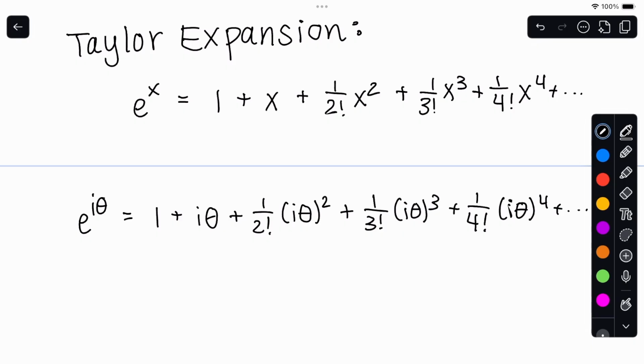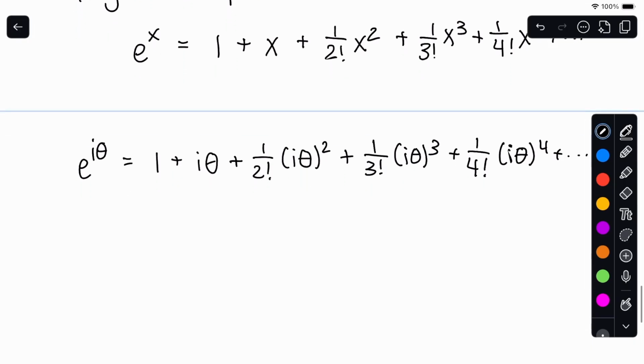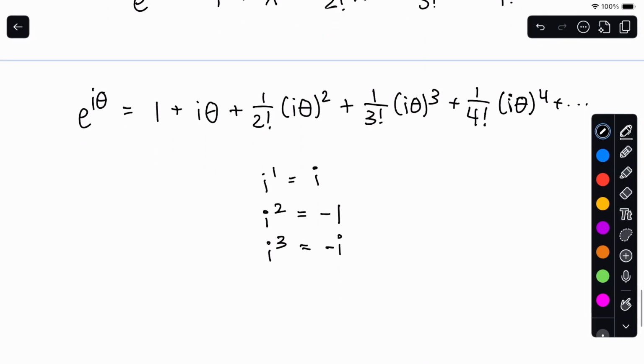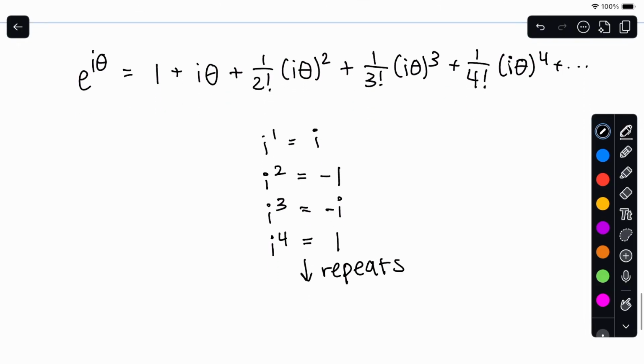And we need to think about what i raised to different powers is. If we have i raised to the first power, that's just going to be i. If we square it, we're going to get -1, because i is the square root of -1. If we cube it, then we're just multiplying -1 by i, so we get -i. And then if we multiply by i again, we'll get 1. And then the cycle repeats itself after that as well. You can check. So now we know how to replace our i's with either plus or minus i or plus or minus 1.